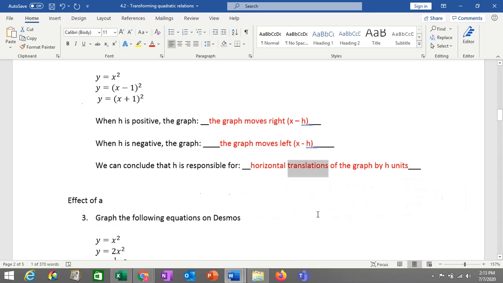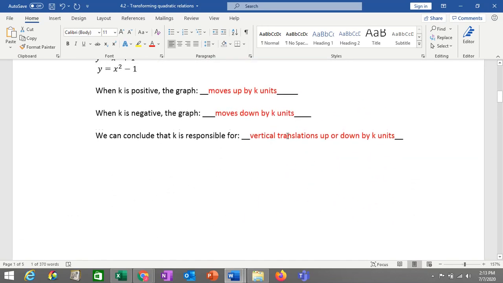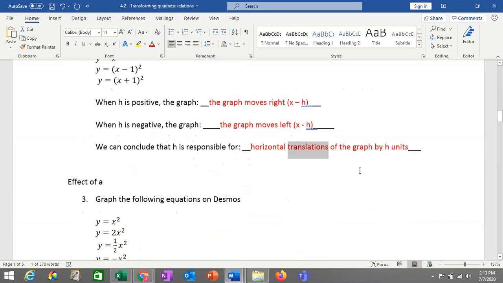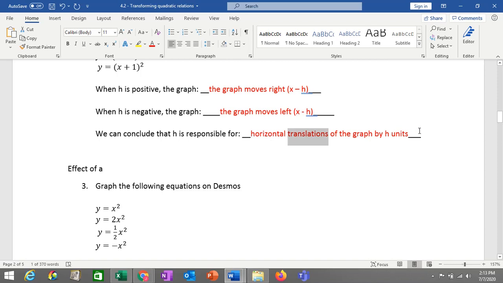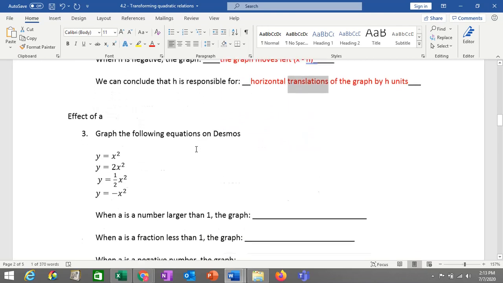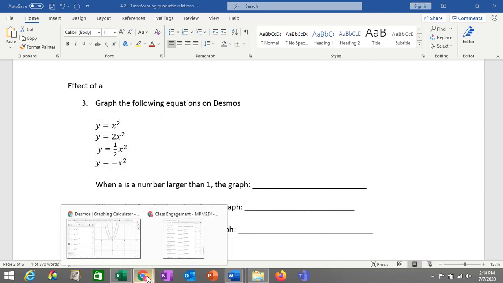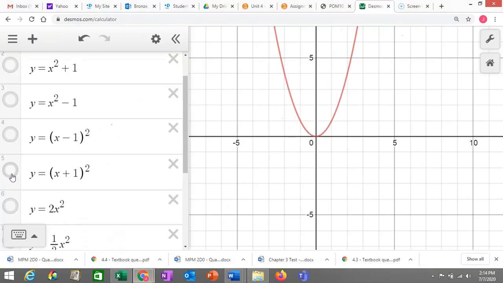Okay. All right, so we have vertical translations by k units, we have horizontal translations by h units, and remember that your value for h is opposite whatever the sign is in here. What about a values? Okay, so in these graphs, I've gotten rid of any h and any k, so we can just isolate the effect of a and make it easier to see. So let's get rid of that.